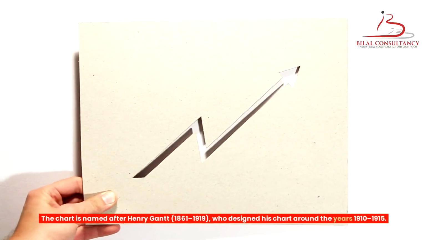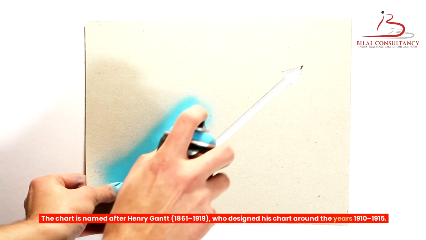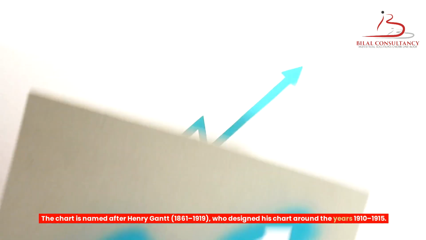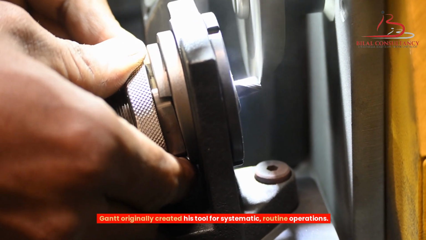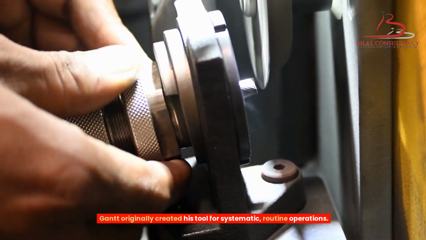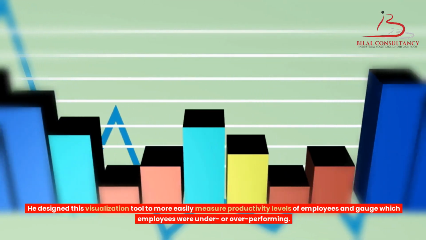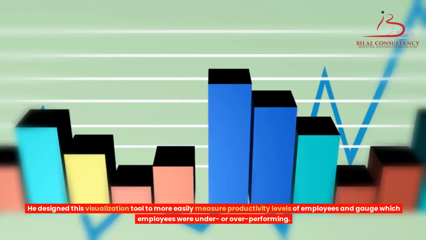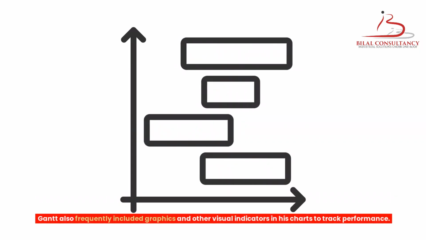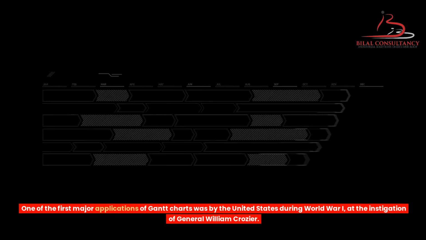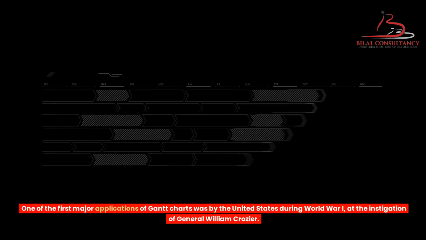The chart is named after Henry Gantt, 1861 to 1919, who designed his chart around the years 1910 to 1915. Gantt originally created his tool for systematic, routine operations. He designed this visualization tool to more easily measure productivity levels of employees and gauge which employees were under or overperforming. Gantt also frequently included graphics and other visual indicators in his charts to track performance. One of the first major applications of Gantt charts was by the United States during World War I, at the instigation of General William Crozier.